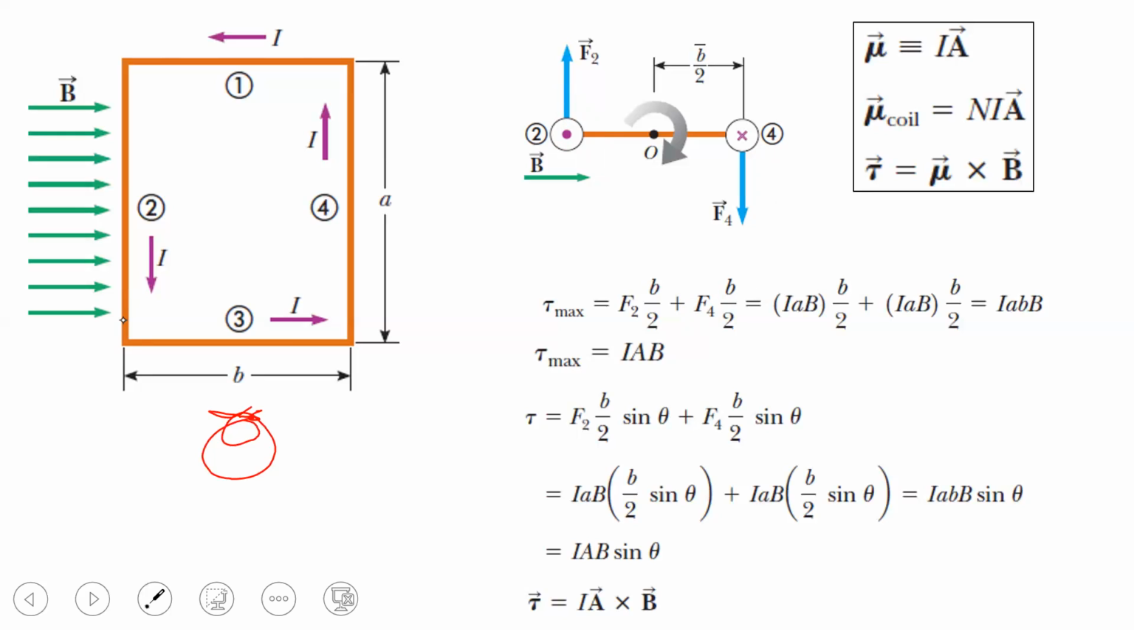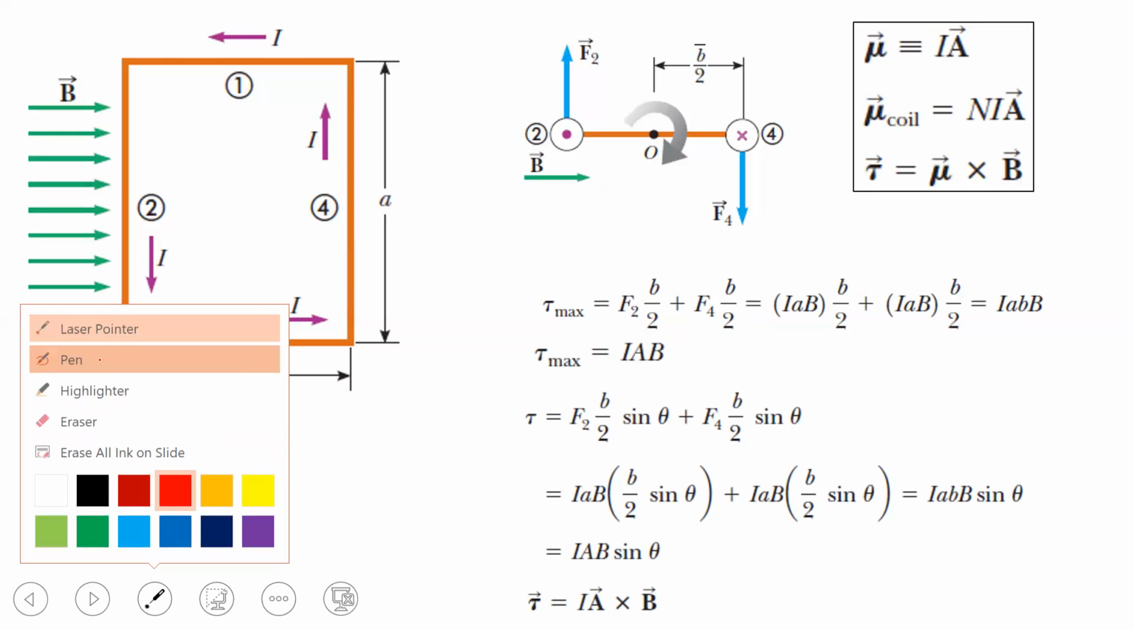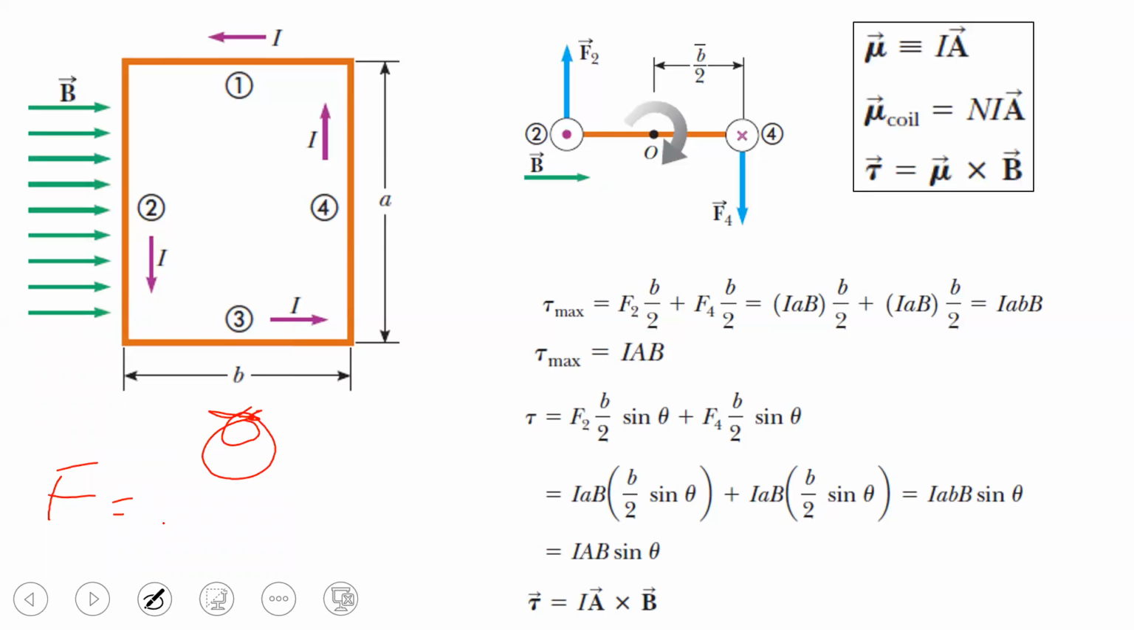What is the torque? What is the maximum torque? And we come to this expression to say that the torque is the product of F2 and the distance from F2 to the center, which is b over 2, plus F4, which is in the opposite direction to F2, times b over 2. And what is F2? What is F4? F2 is equal to I L cross B, right?